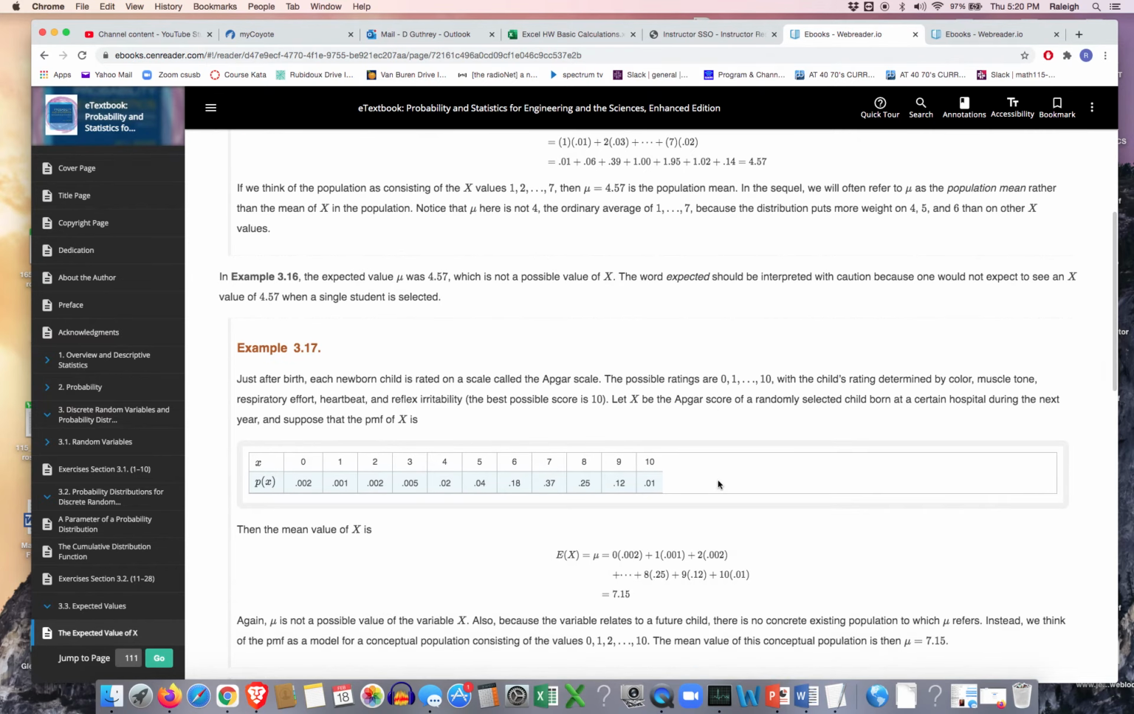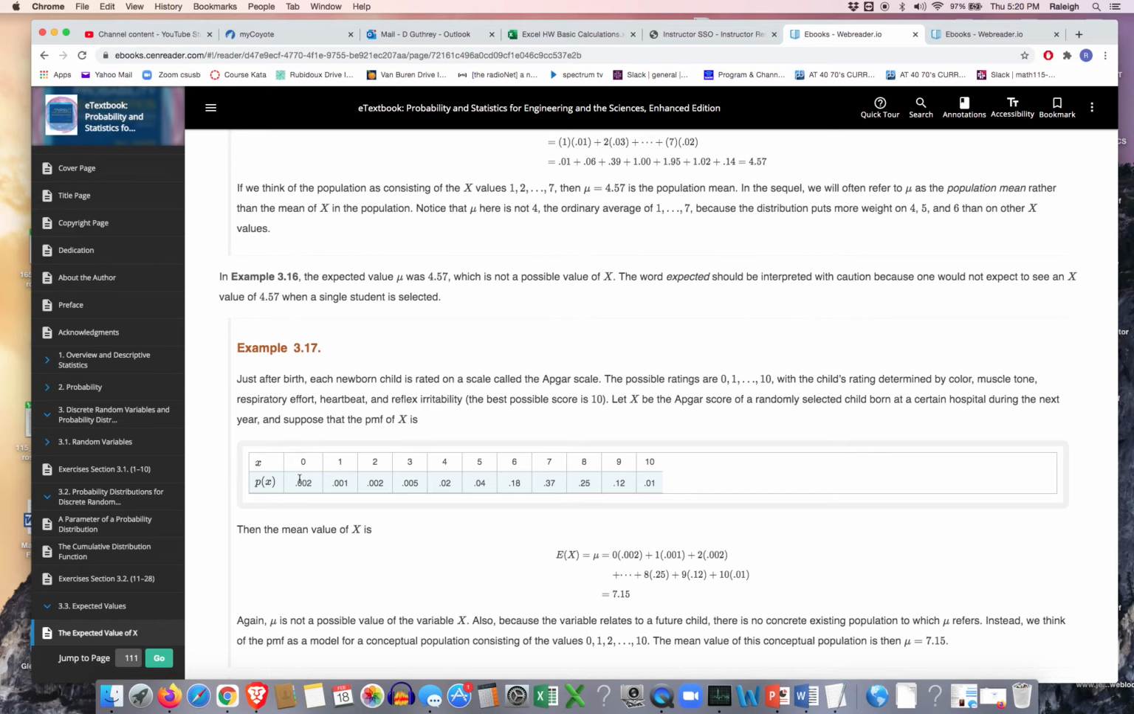We have another example. We have just a few more examples to show you here. And so just after birth, we rate newborn children on a scale called the APGAR scale. Ratings are from 0 to 10, and the child's rating is determined by, I guess, skin tone, muscle tone, respiratory effect, et cetera, and the best is a 10. Only 1% of the children get a 10.